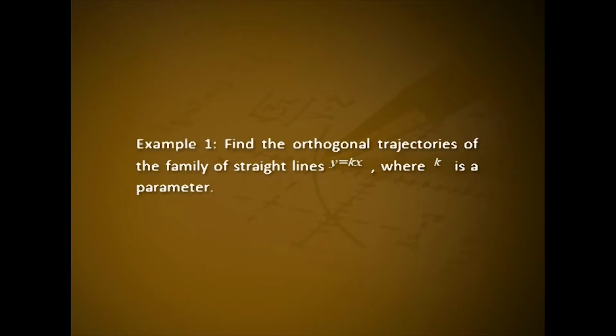Example 1. Find the orthogonal trajectories of the family of straight lines y = kx, where k is a parameter. First, we construct the differential equation for the family of straight lines y = kx. Differentiating the equation with respect to x, we get dy/dx = k, a constant. Eliminate the constant between the equations y = kx and dy/dx = k. We get dy/dx = y/x, which is the differential equation of the given set of straight lines.